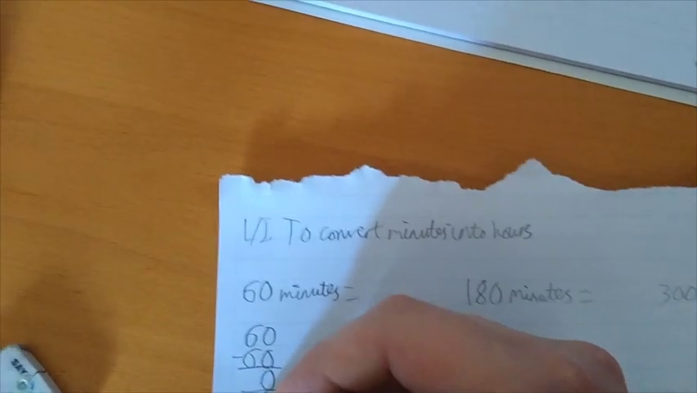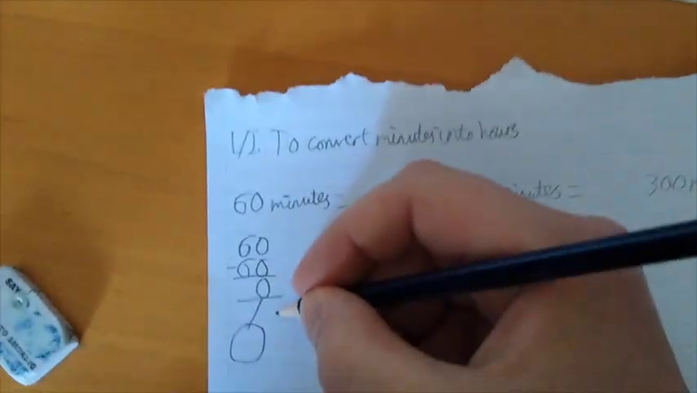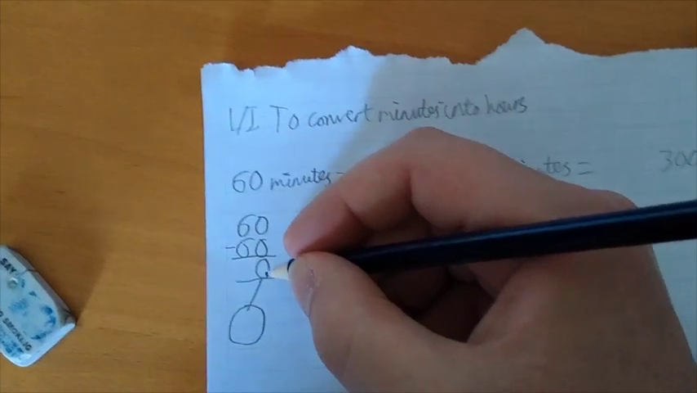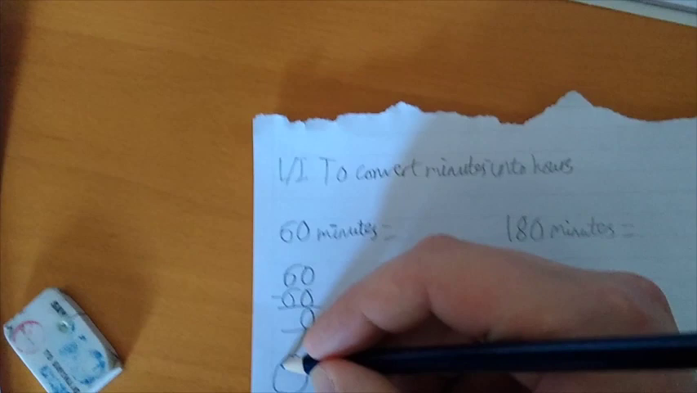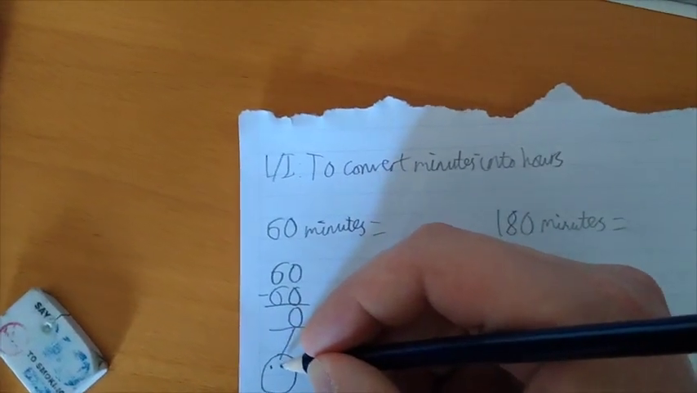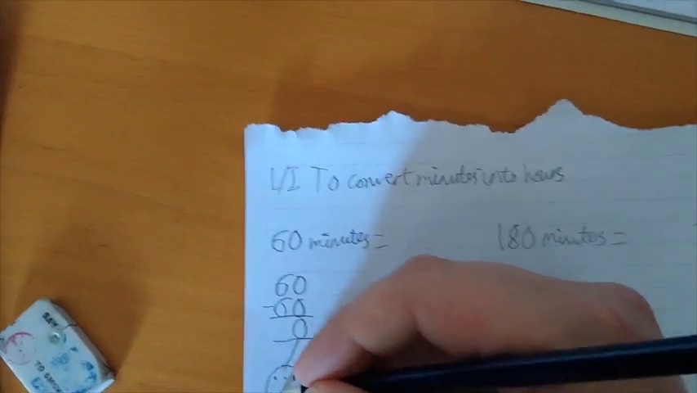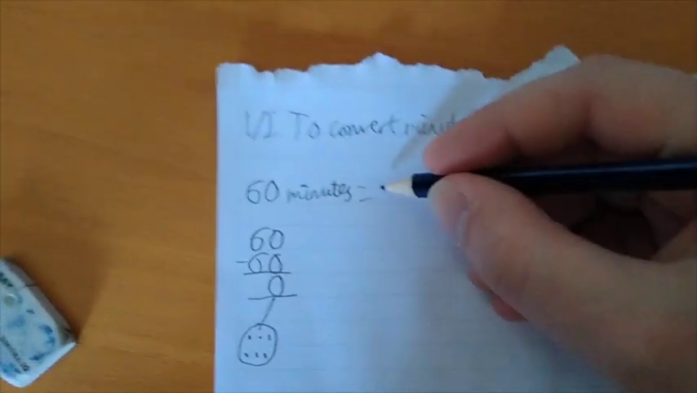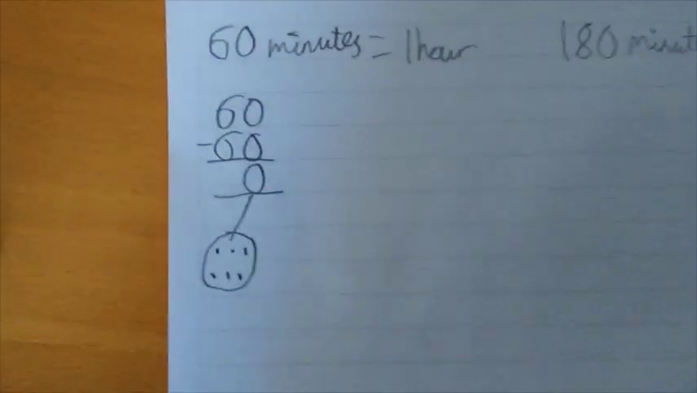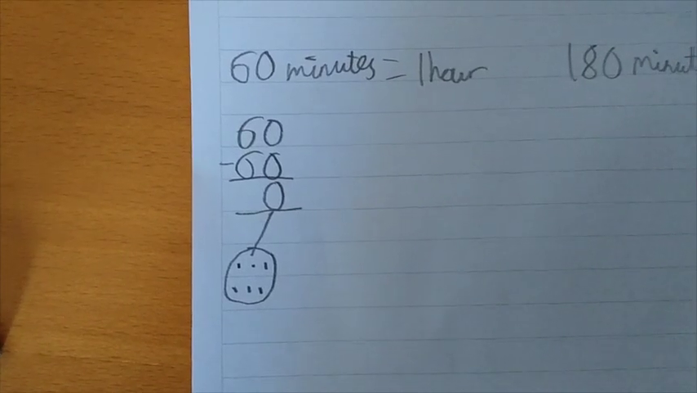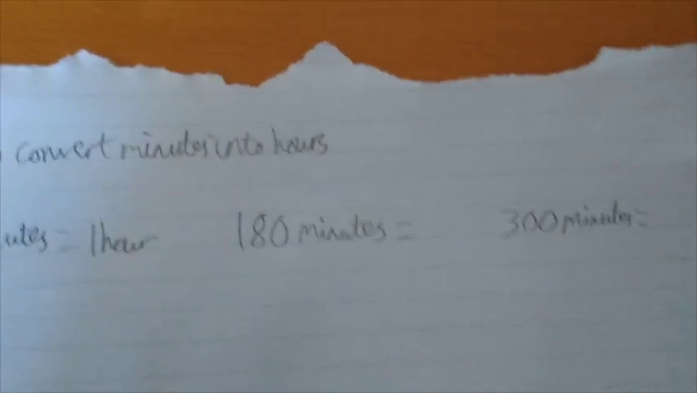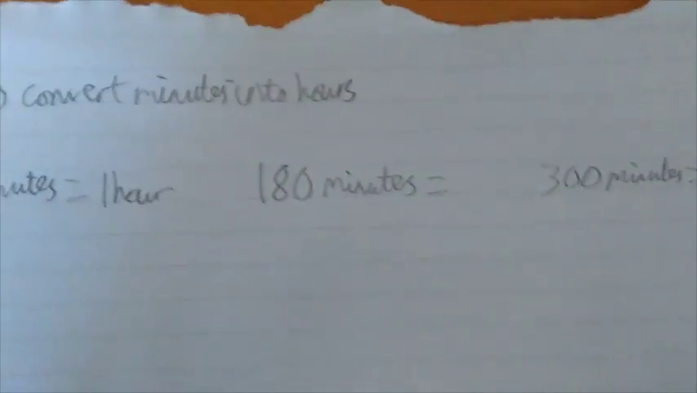So we're going to draw a bubble. This time the bubble means an hour rather than a minute. So I'm going to put dots which equal 10 minutes and 6 of these dots per bubble. So 60 minutes equals 1 hour because we have one bubble with 60 minutes inside it. So each dot represents 10 minutes. So let's go with 180 minutes.